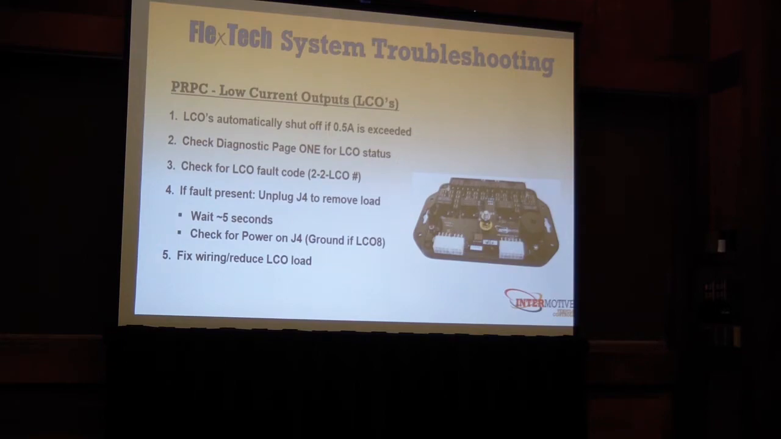Once a fault is detected, that output stays off for at least 5 seconds, and then it'll retry. So if you unplug all of the loads from this 8-pin connector down on the lower left, then all of your LCOs don't have any load, and you can wait about 5 seconds and that output should come back on, and you can check it out with the meter. Once you verify that the output is coming back on and operating, it's functional, you need to fix the wiring or reduce the current draw on that output and plug it back in.